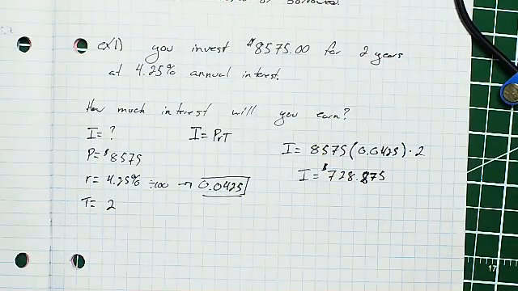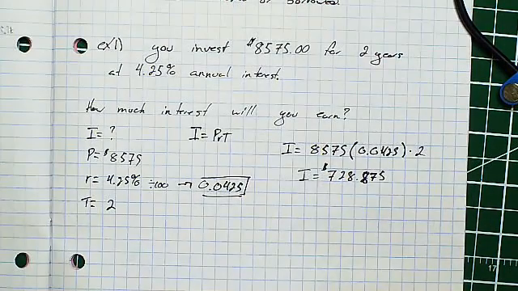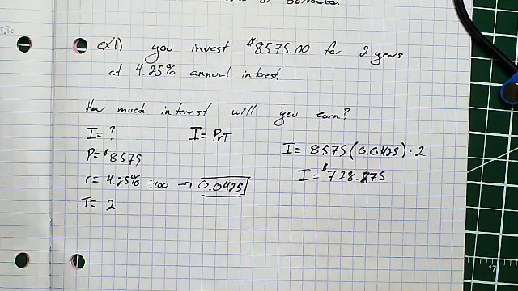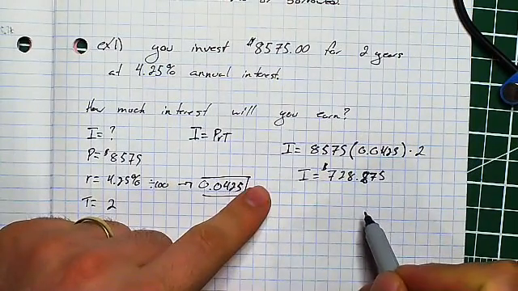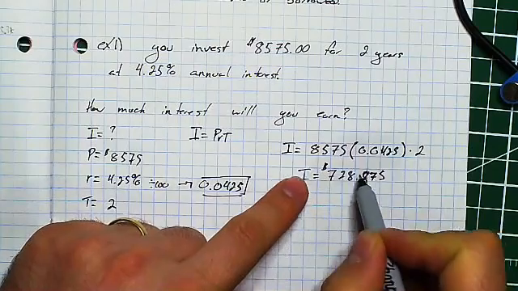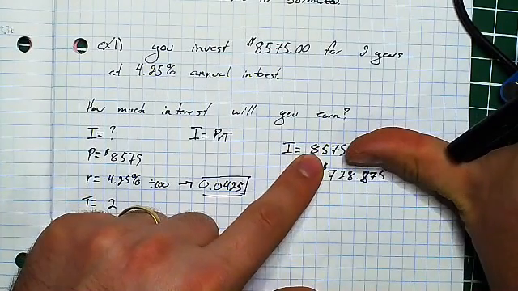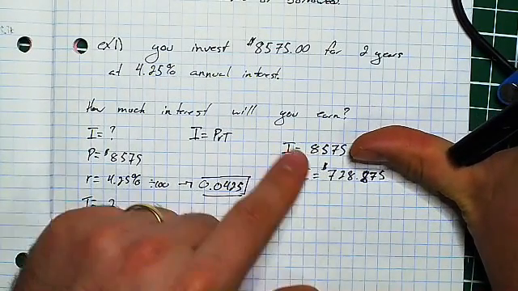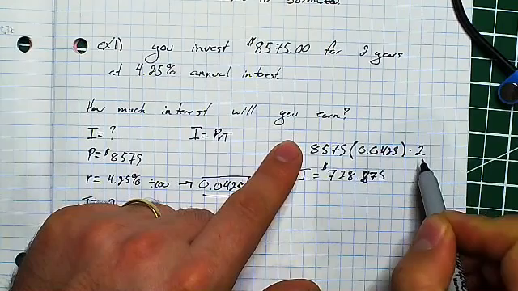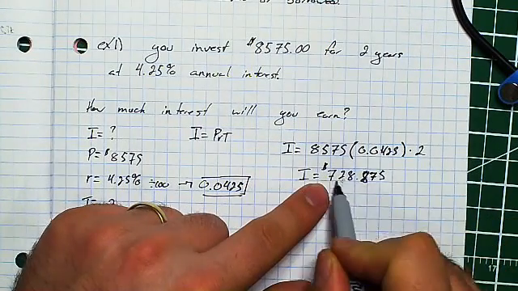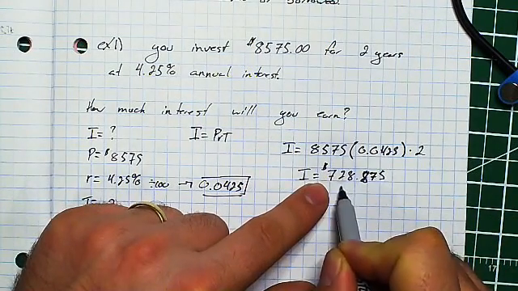Now, the reason why simple interest isn't as useful for us is because, especially if you're dealing with any sort of bank loan or you're buying a house, you're getting a mortgage, they're going to do what's called compound interest. And compound interest is basically, right now we calculated the interest only earned on that $8,575. However, after 1 year, you'd make approximately half of that.